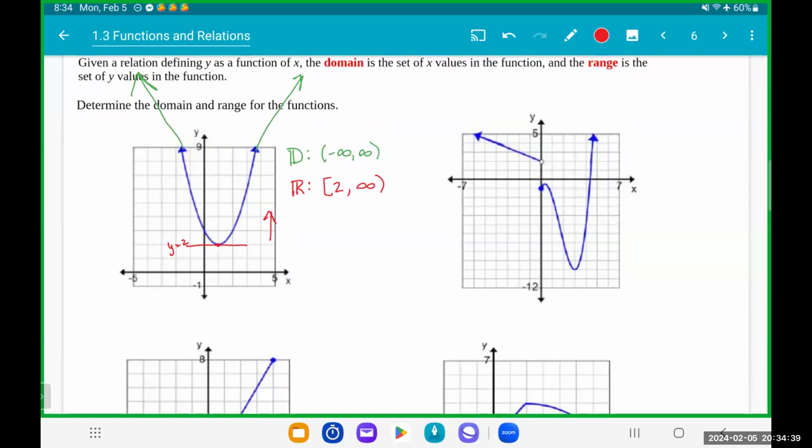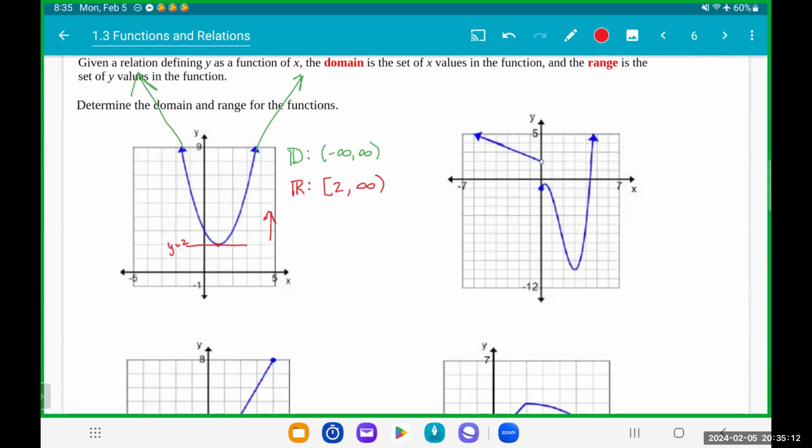A bracket, this piece right here, is if it is included. So if I had a solid dot like I have here, or if it's included, I would get a bracket. Okay. So let's look at this next example. So pointing out here, I have a hollow dot and a solid dot.